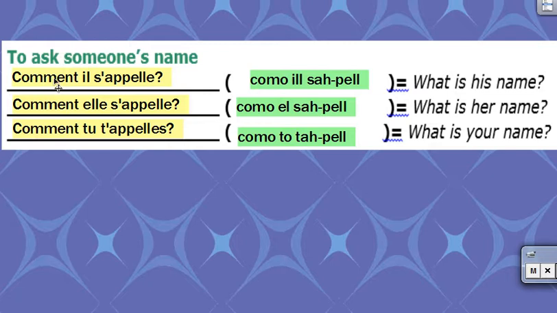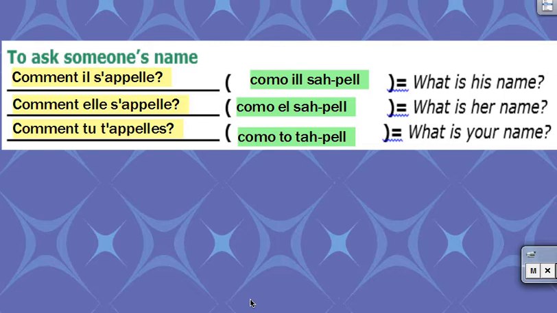Literally this says, how does he call himself? But no English speaker in their right mind walks around saying, how do you call yourself? How does he call himself? It's just their way of asking, what is his name? What is your name? Again, you can't translate from English to French directly, and they order things and approach them differently. So you can actually learn some of the subject pronouns like he and she and you from these sentences, even though you don't see the exact same word in the translation.